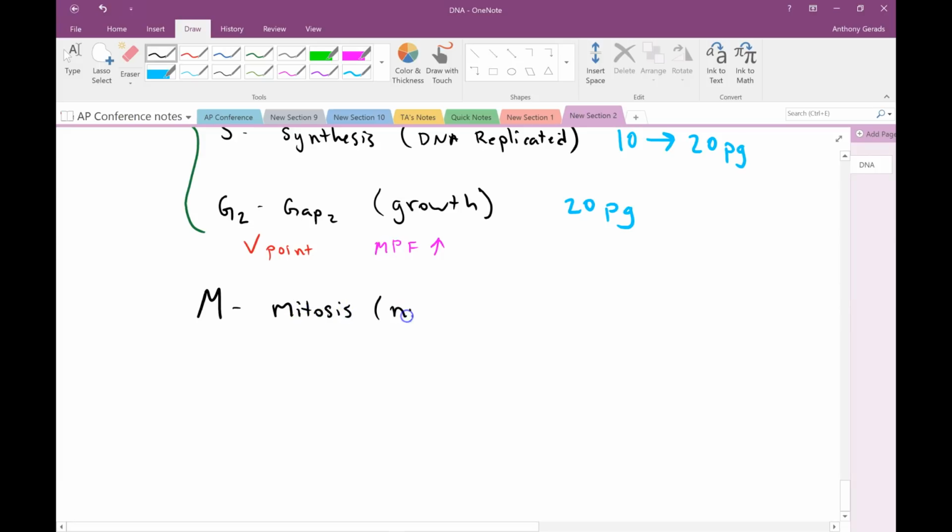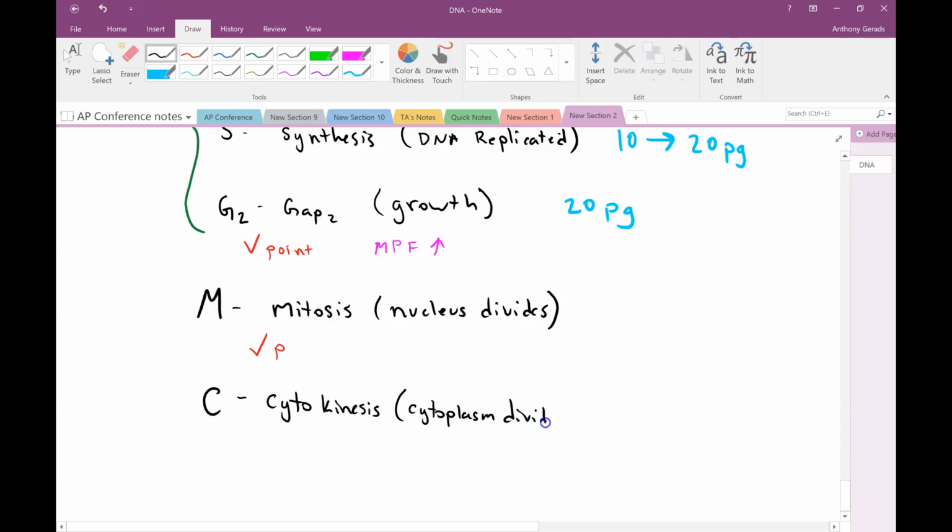During mitosis, the nucleus divides. And then we have another checkpoint. And then after mitosis, there's one last thing that has to divide: the cytoplasm. So cytoplasm divides. It can either be through cleavage furrow, or cell plate.